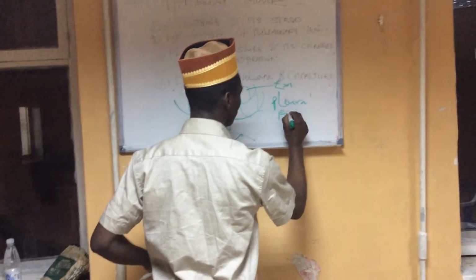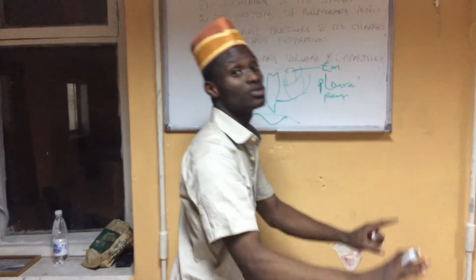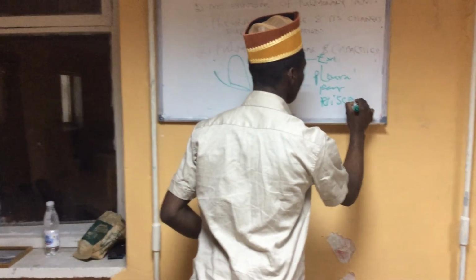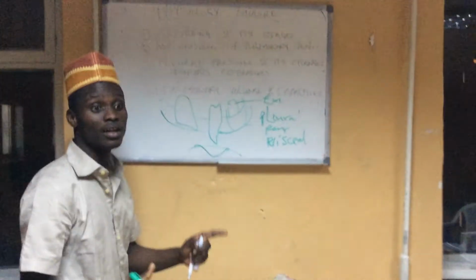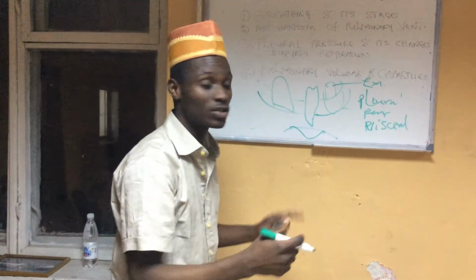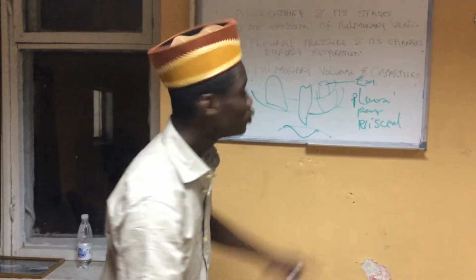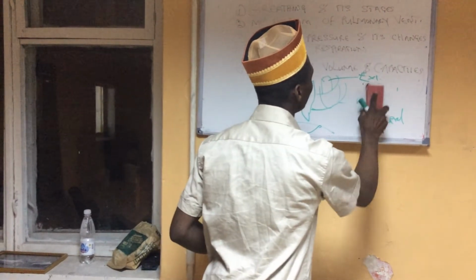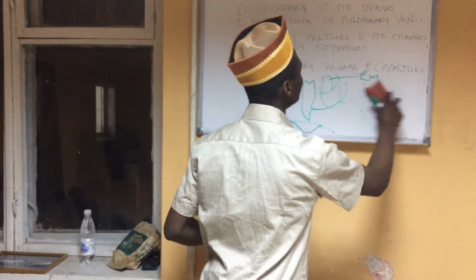Parietal, the one that attaches to the thoracic wall, and visceral pleura. Visceral, of course, when you have viscera, it means organ. So the one that covers the lungs is called visceral pleura. And in between them we have the pleural space or pleural cavity. Now we also have the lungs cavity or pulmonary cavity.